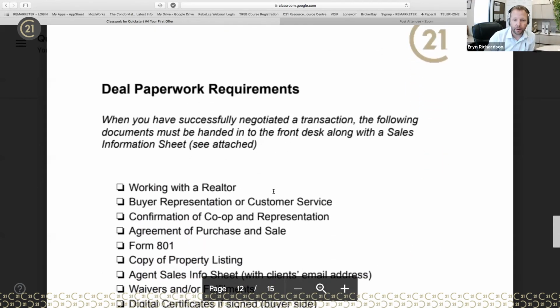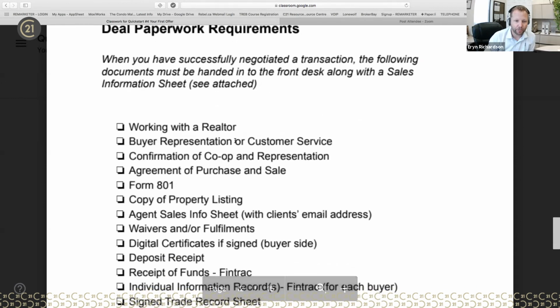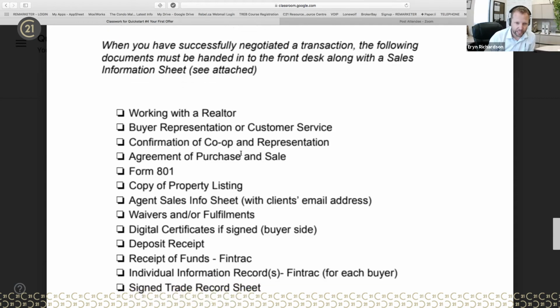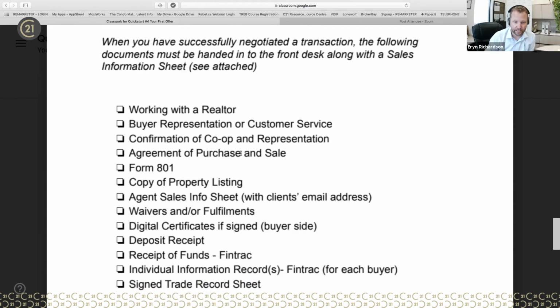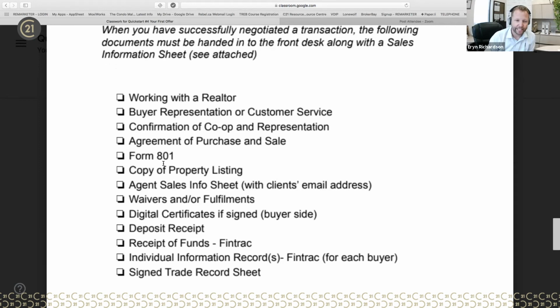Here are your requirements. Every deal must have: a working with a realtor, buyer representation or customer service agreement, confirmation of cooperation representation, an agreement of purchase and sale, and a Form 801. We ask for Form 801s on every deal now. Even if you're representing the buyer, typically you'll ask for Form 801s, definitely on the selling side, but it's nice to have.